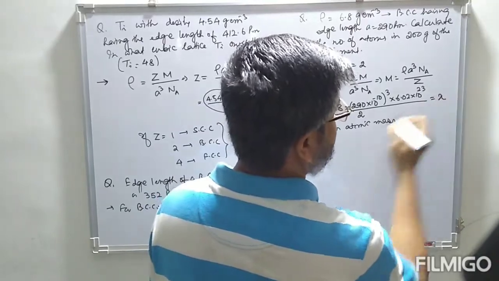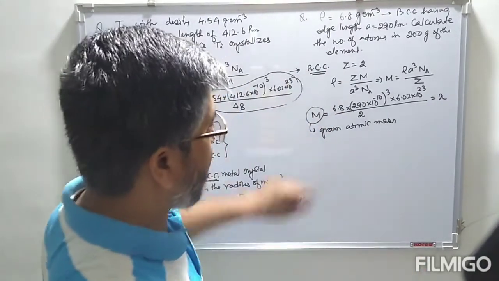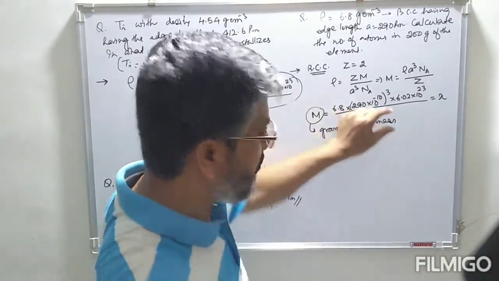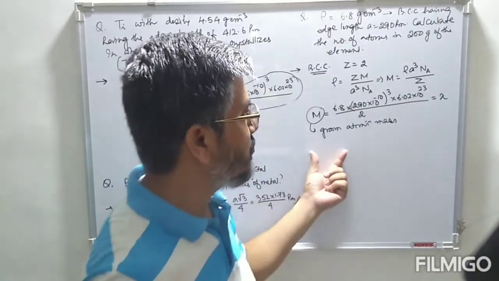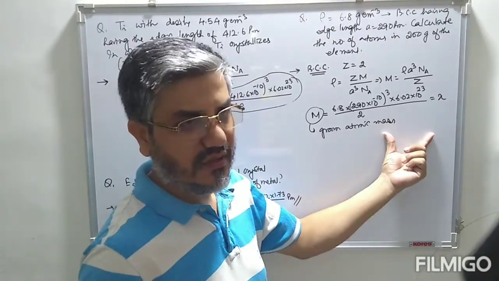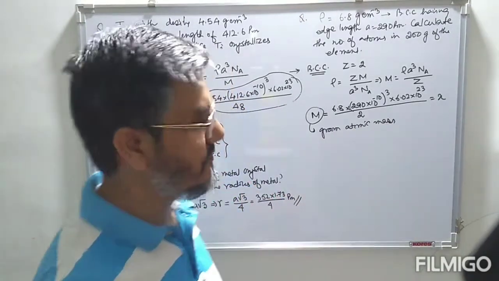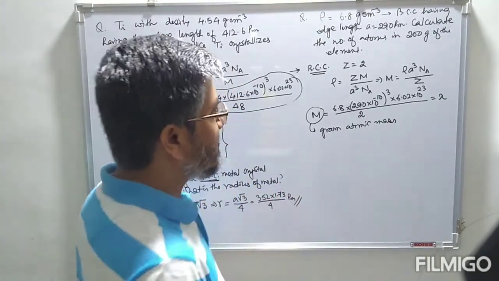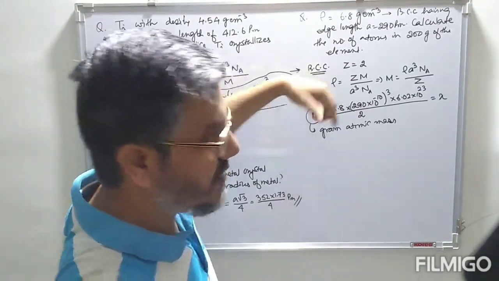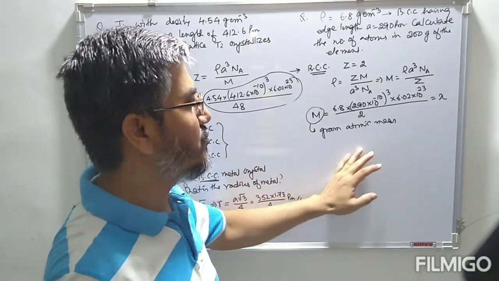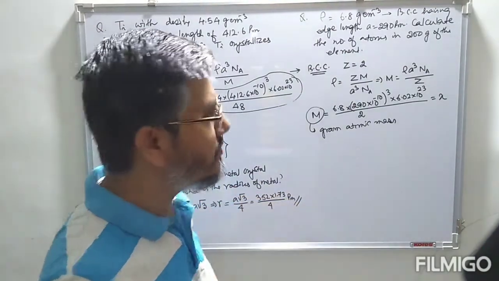Let this value be x. So we have a gram atomic mass. Gram atomic mass is the mass of 6.02 into 10 to the power 23 atoms. That means in the gram atomic mass of any given substance, how many atoms are present? 6.02 into 10 to the power 23 atoms are present.